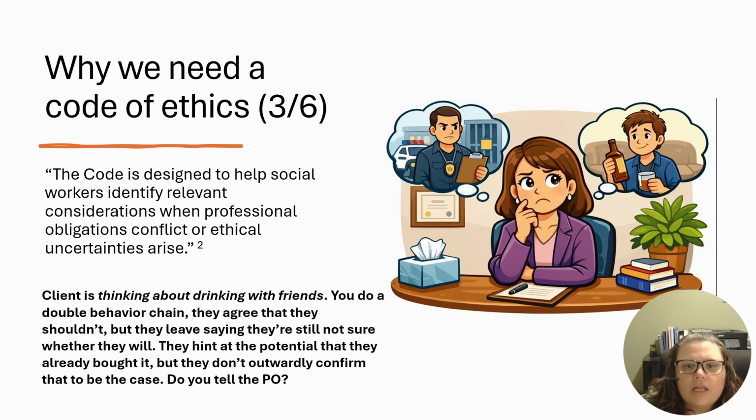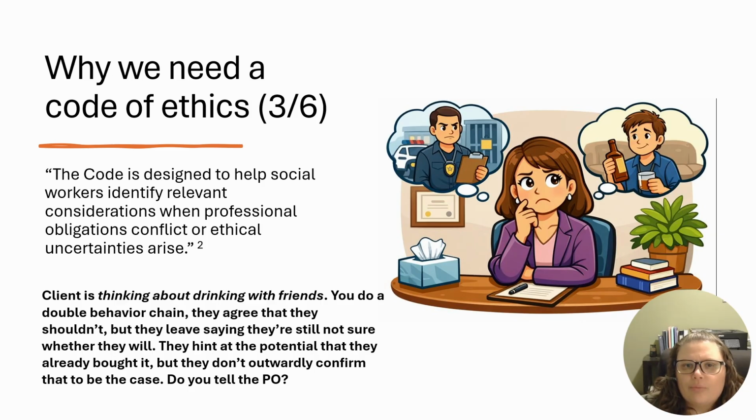So the client is thinking about drinking with friends. You do a double behavior chain. They agree that they shouldn't, but they leave saying that they're still not sure whether they will. So it's possible this client might be leaving and drinking even though they know that they shouldn't, right? They hint at the potential that they already bought it. So you're like, that guy might have booze at home already, but he doesn't actually say that.